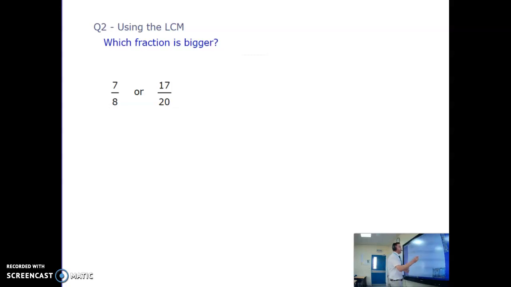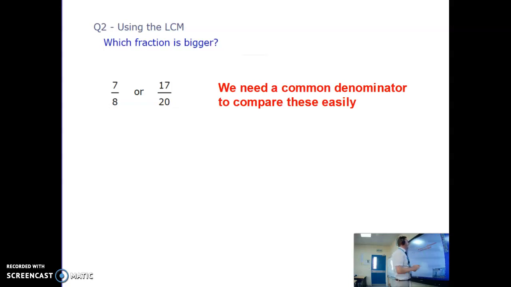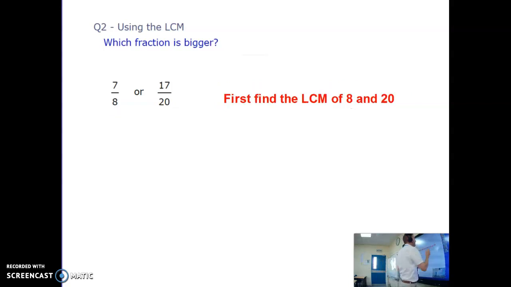So, first thing we need to do if we're comparing these fractions is we need to find a common denominator. Okay? At the moment, it's very hard to tell which fraction is bigger because they've got different denominators. If we have the same denominator, we'll be able to compare them very easily. So my first step here is going to be to find the lowest common multiple of 8 and 20. A number that they both go into, that's in both of their times tables.